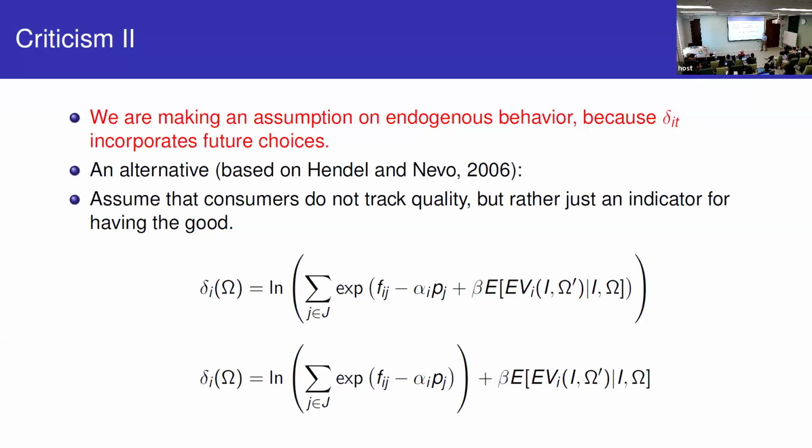So they get around it, but with this very restrictive assumption that consumers only keep track of whether they have the product or not, and the flow utility of the product.